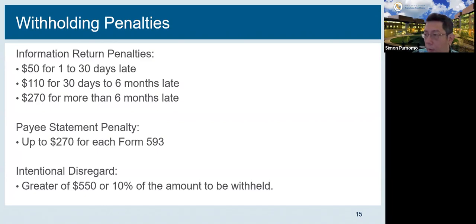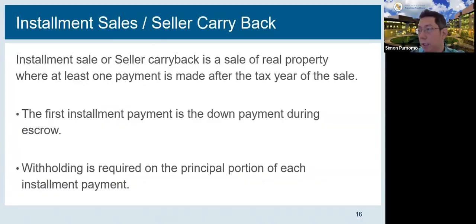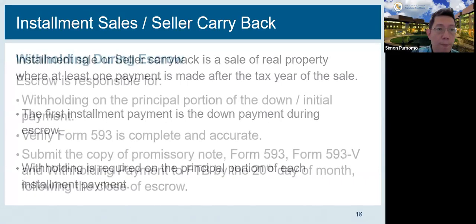The next one, we will talk about the installment sale, or seller carryback. An installment sale is a sale of real property where at least one payment is made after the tax year of the sale. The first installment payment is the down payment during the escrow, and withholding is required on the principal portion of each installment payment. Now let's take a look at who's responsible for what during and after the escrow.